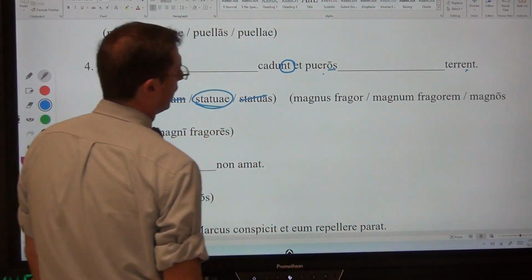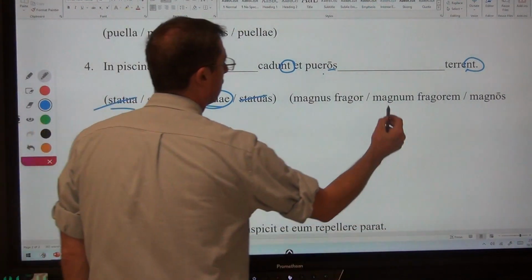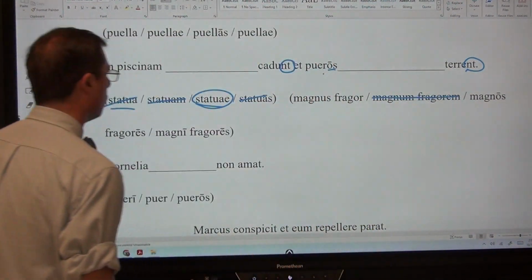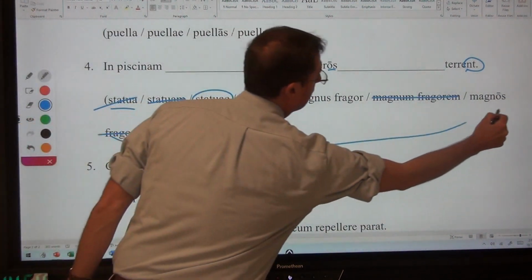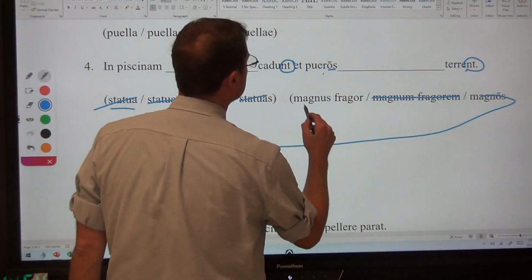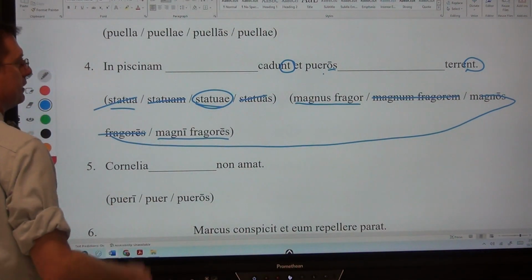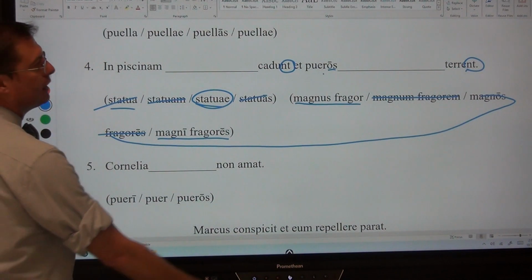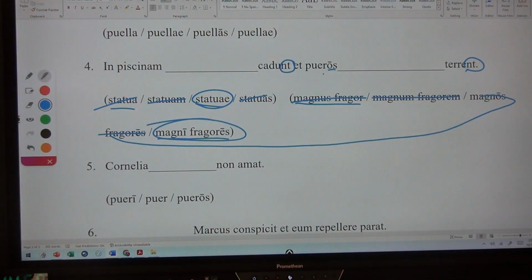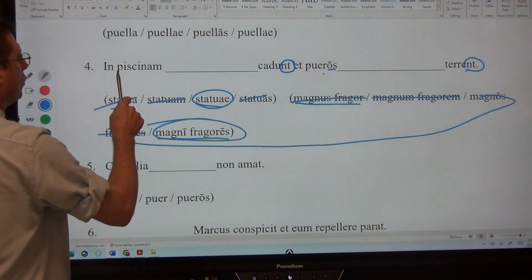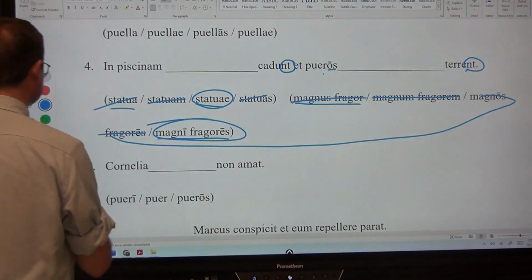Well, we already have an accusative direct object, so what we're needing in the blank is the who, who are those they. So let's go ahead and get rid of the accusative, magnum fragorem, and we know that this fragores is accusative because it is modified by magnos. So we are either going to need magnus fragor or magni fragores, both nominatives. How do we know which one? Subject-verb agreement. Since I have a plural verb, I need a plural subject. It says, the statues fall into the fish pond and the loud crashes scare the boys.